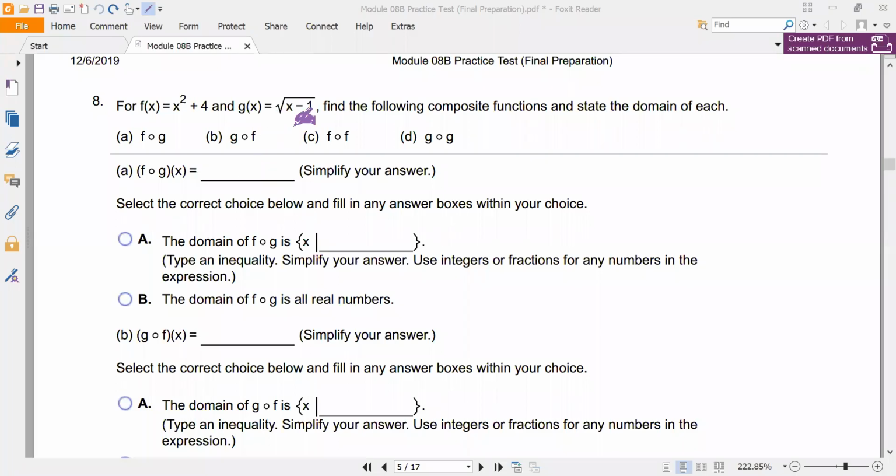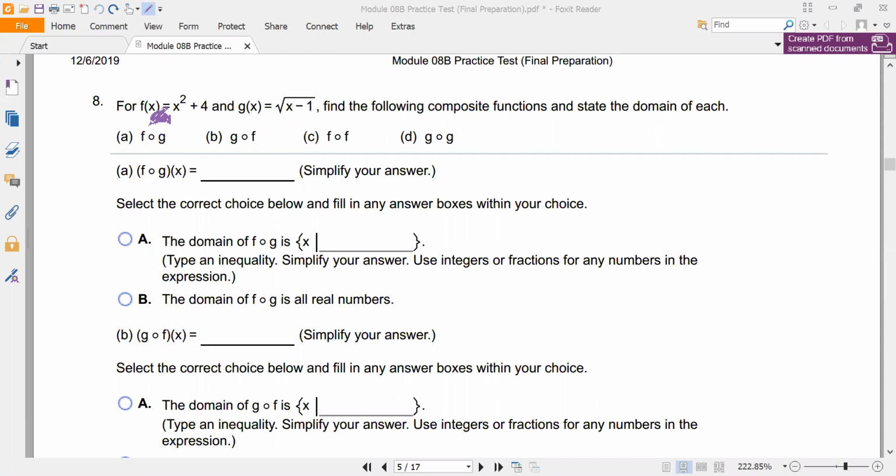All right, this is part 2 of the practice test for the Math 136 online final. So this is a composition problem. It says for f of x equals x squared plus 4 and g of x equals square root of x minus 1, find the following composite functions and state the domain of each.